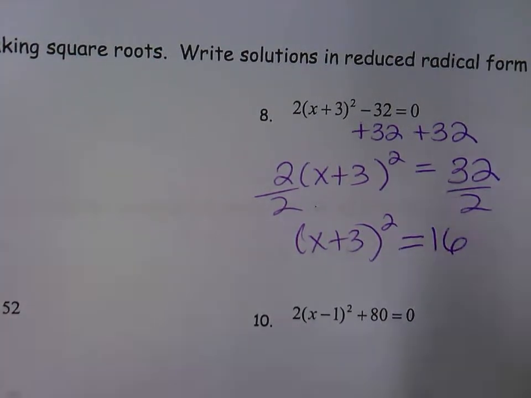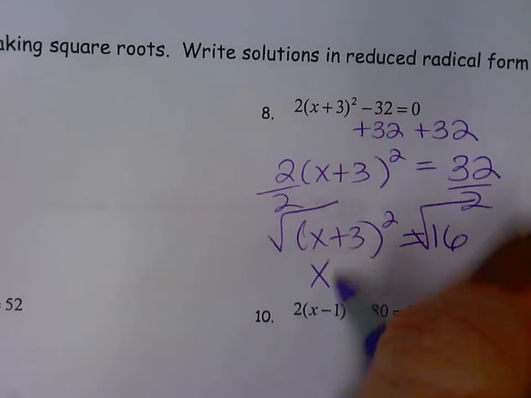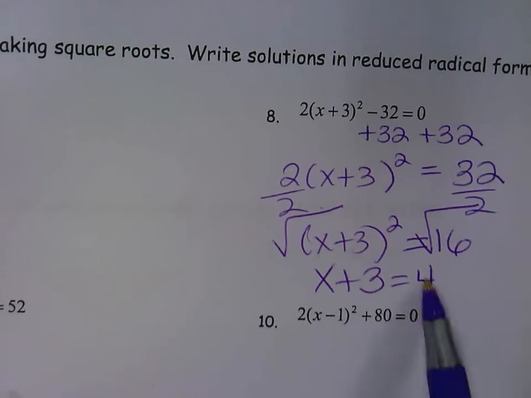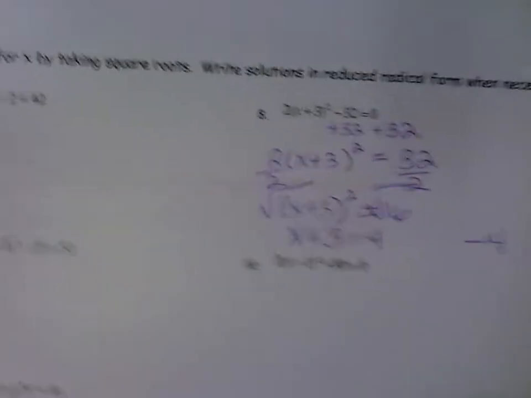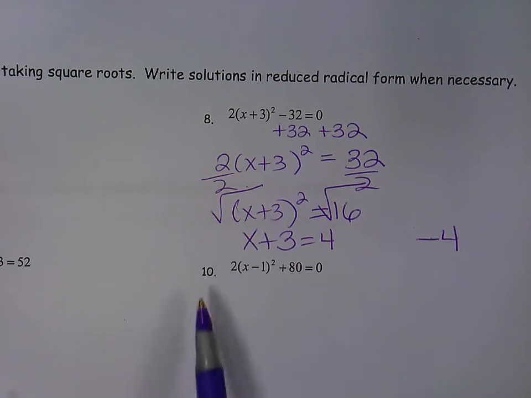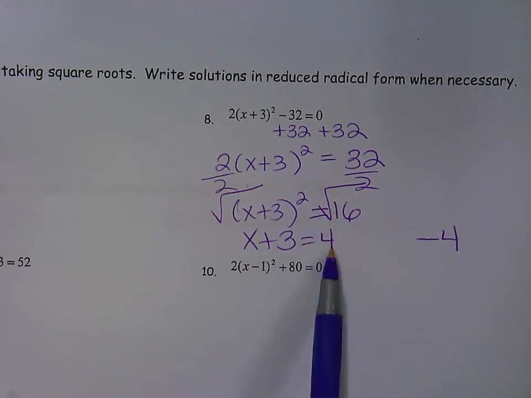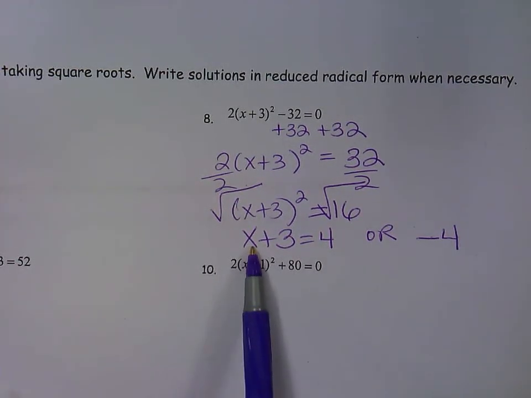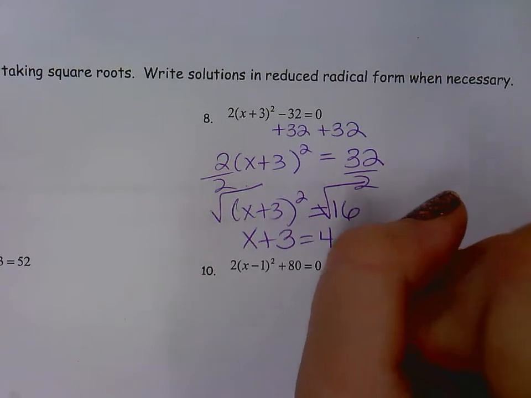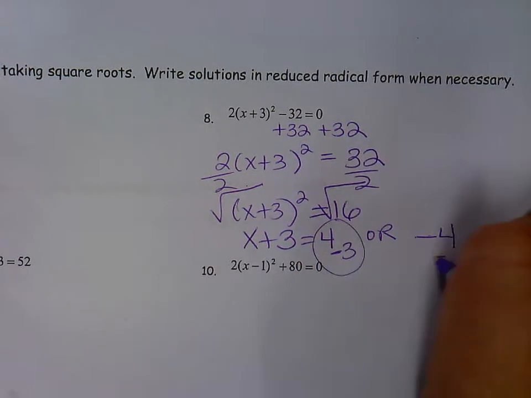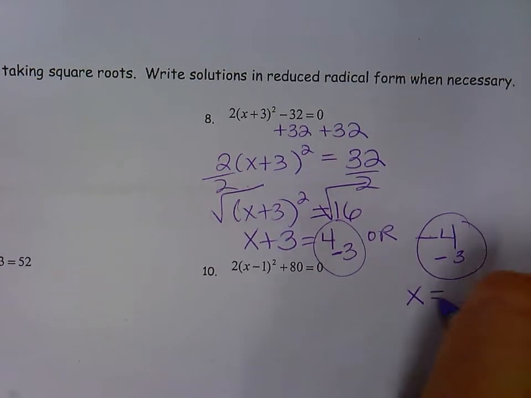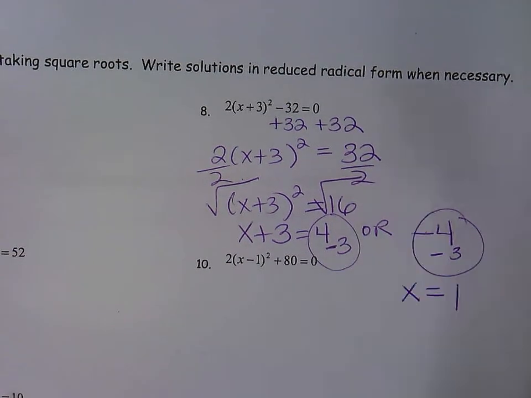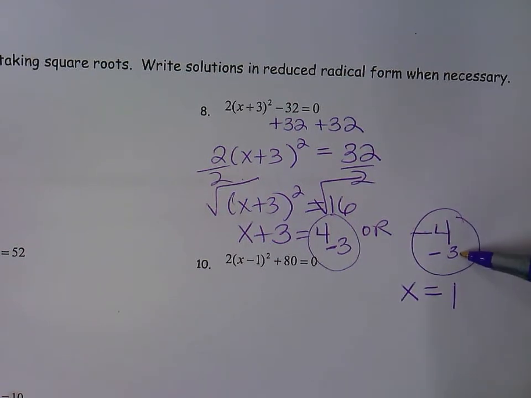Take the square root of both sides. X plus 3 equals 4 or negative 4. I'm going to write them like this. Oops. Because I actually need to figure out what x is, because this is a perfect square. So either 4 or negative 4. How do I get x by itself? Subtract 3. So you're going to subtract the 3 here, and you're going to subtract the 3 here to get your final answers. What is 4 minus 3? 1. And then what is negative 4 minus 3?